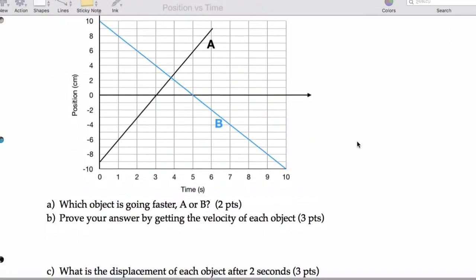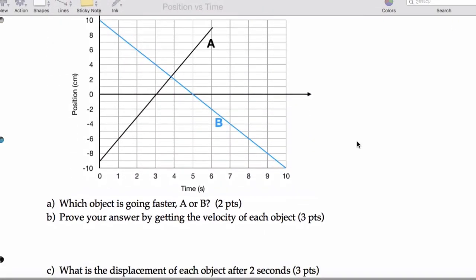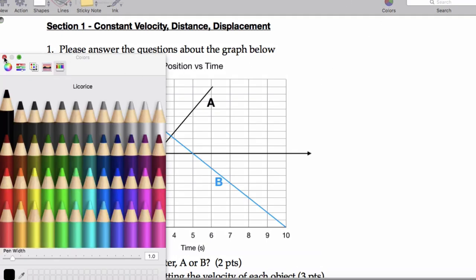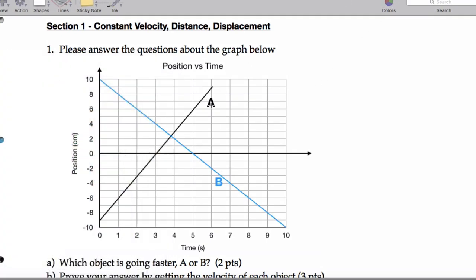Alright, problem number 1 on practice exam number 2 for our Unit 3 test. Of course, there are review problems on this test, and I want to begin with the first one, which is problem number 1. So we want to know which object is going faster, object A or object B.